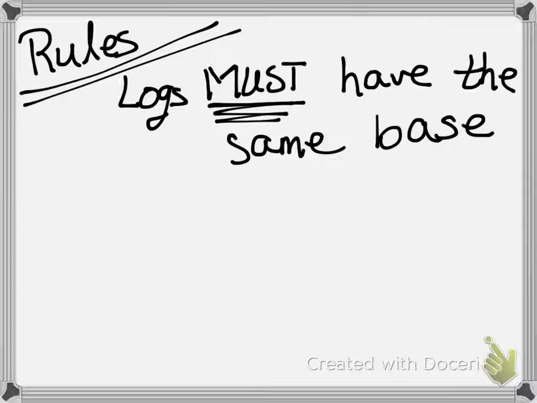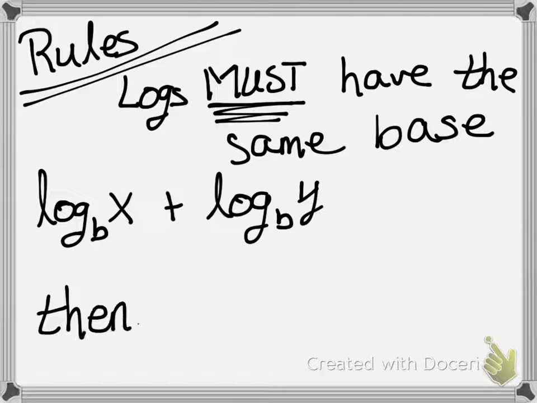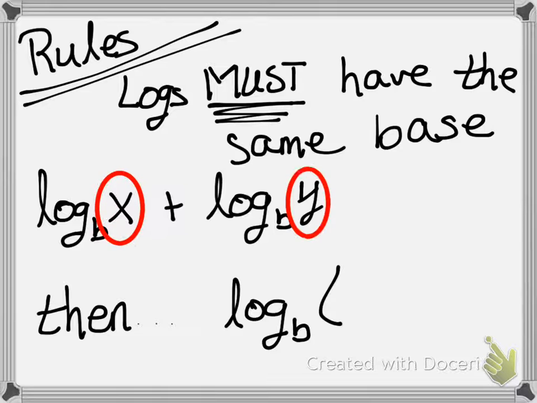Now, this first rule is if we have log base b of something and we add log base b of something as well, what we get to do then, we don't like writing logarithms more than once. They both have the same base. Let's combine them. So what we're going to do is write log base b one time, and the x and the y, or whatever 2 things are there, will be multiplied with one logarithm. If they're not the same base, you cannot do that.